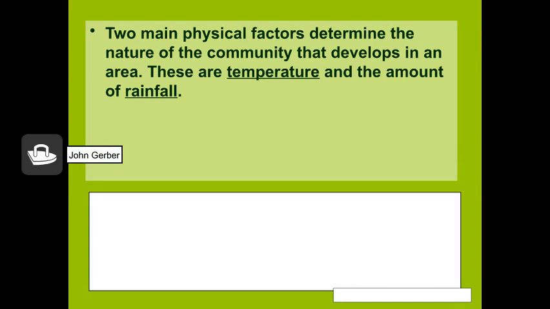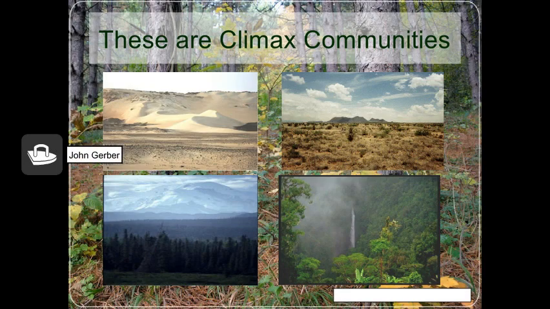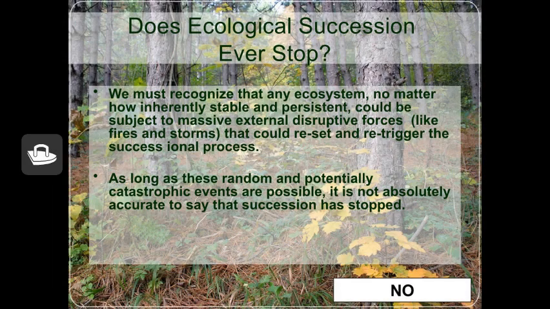You remember from our unit on biomes that the two factors influencing what kind of a biome will develop are temperature and rainfall. And in fact, the biomes we studied are all climax communities, relatively stable and yet ever-changing. If I ask you on the exam, does ecological succession ever stop? The short answer is no. And that's it for today.